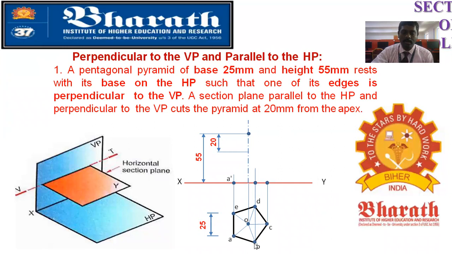A dash visible, B dash visible, C dash visible. D and E are behind, because you are viewing from here towards XY. You are the observer, you are standing here and you are seeing towards XY. Because it is a horizontal plane, you are seeing from here towards VP. Towards VP means, while looking at the top view, VP is merging with XY.